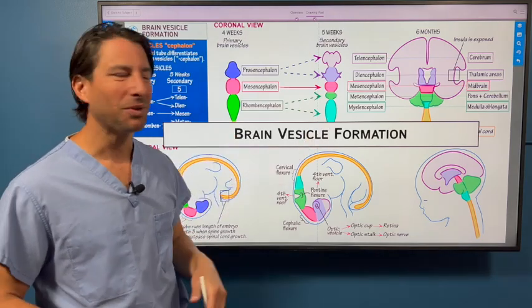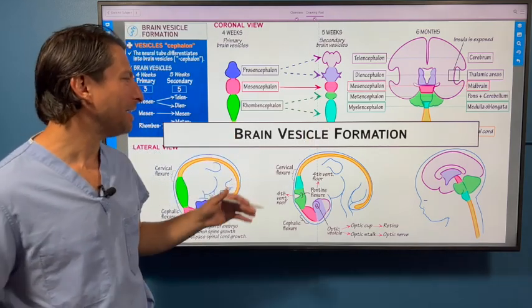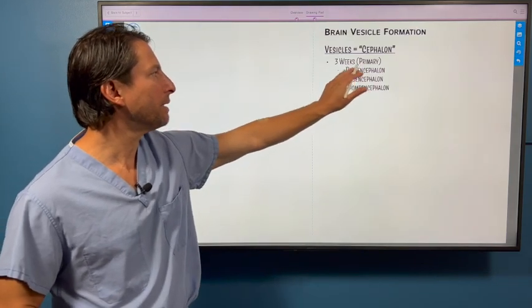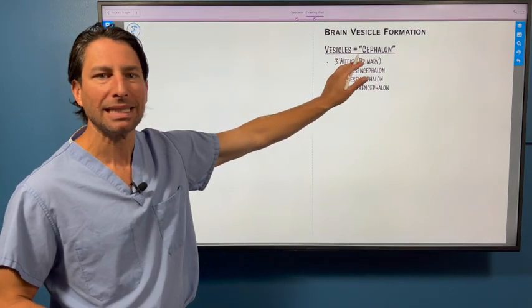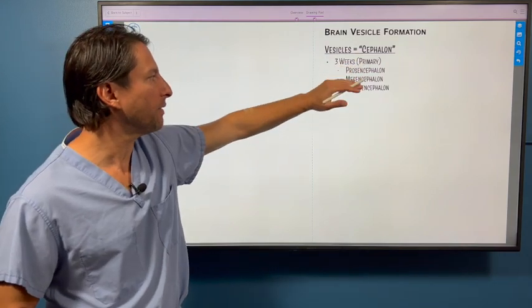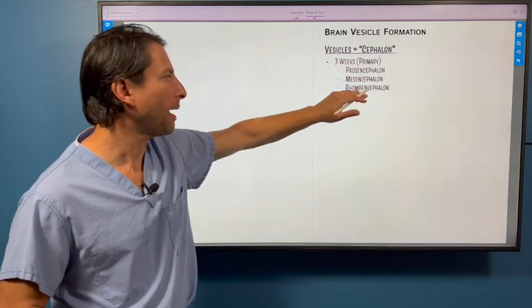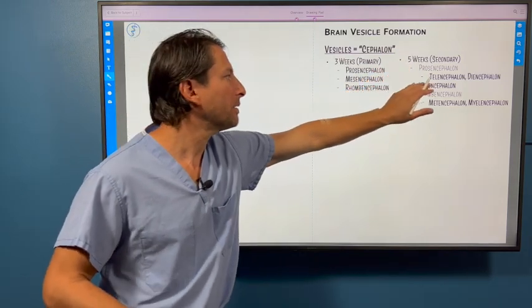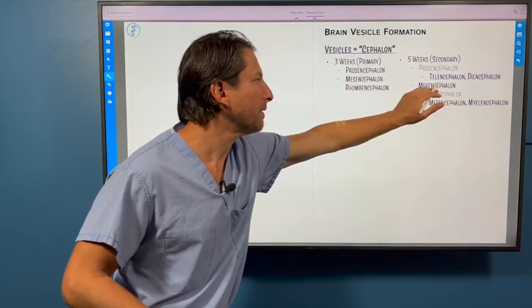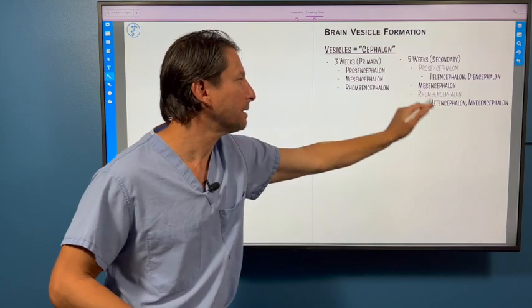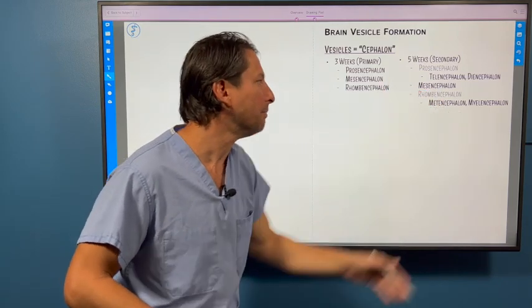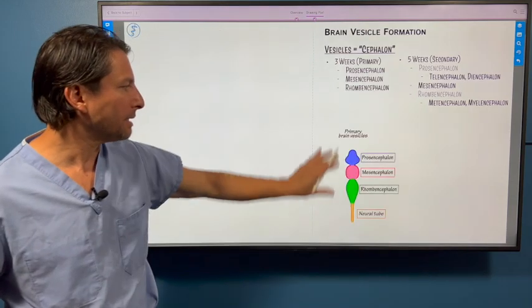Brain vesicle formation, so patterning and organization of the brain. At 3 weeks, there's 3 vesicles or cephalon. There's the prosencephalon, mesencephalon, and rhombencephalon. And then at 5 weeks, there's 5 of them. So there's a telencephalon, diencephalon, mesencephalon remains, and then the rhombencephalon forms the metencephalon and the myelencephalon. We can see this here.